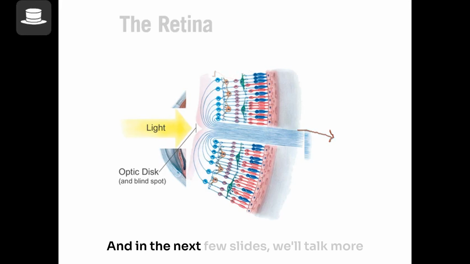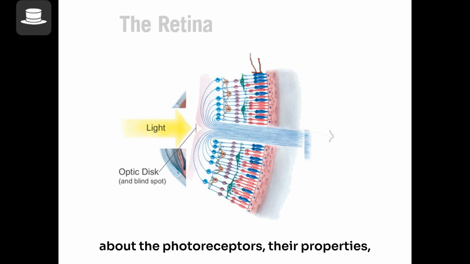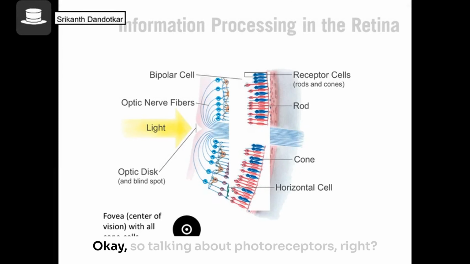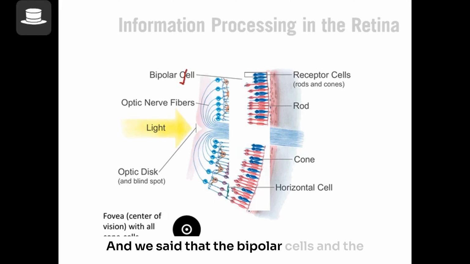And in the next few slides, we'll talk more about the photoreceptors, their properties, and their importance. Okay, so talking about photoreceptors, right? And we said that the bipolar cells and the ganglionic cells. So these are photoreceptors. There are two kinds of photoreceptors, rods and cones. These are rods and these are cones. Okay, and we'll talk about the nature of these photoreceptors in the next slide.